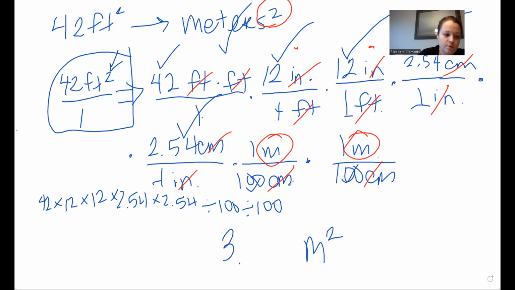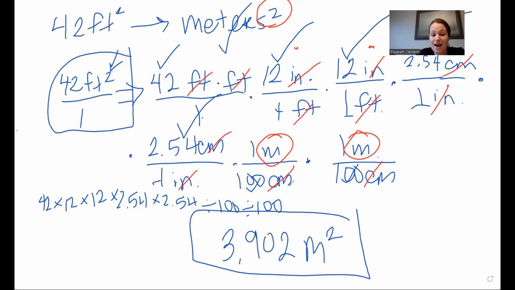You get 3.902. That's rounded. I think it's 19 at the end, so that 9 makes the 1 become a 2 because I do 3 decimal places. Pay attention to what the test wants you to round to. Sometimes it will say 2 decimal places. It's making sure that you can read and pay attention to instructions. So here, 3.902 meters squared is the same thing as 42 feet squared.